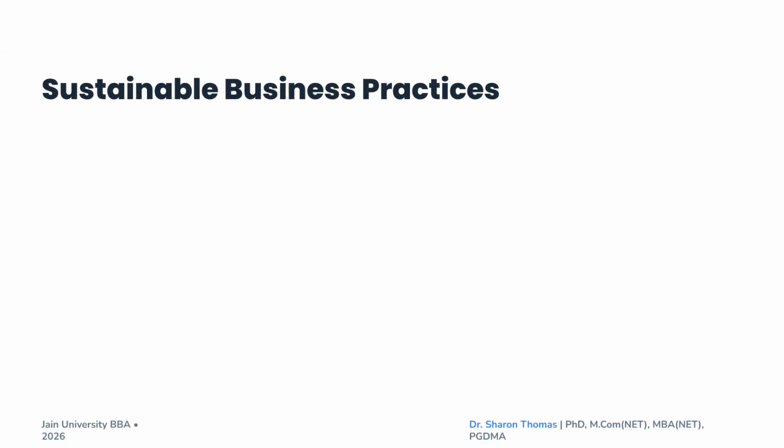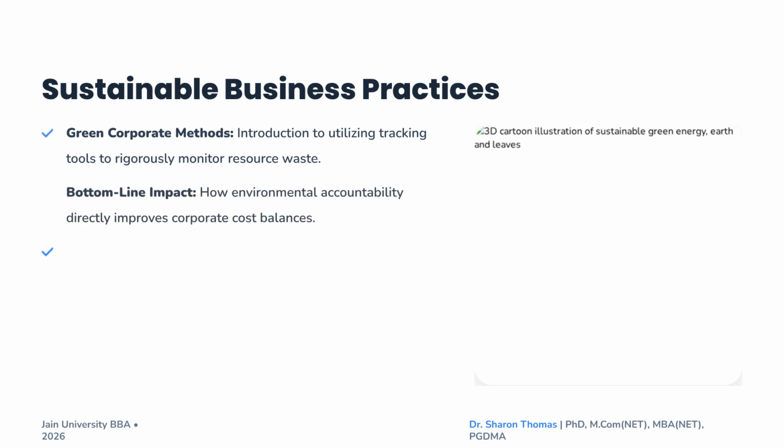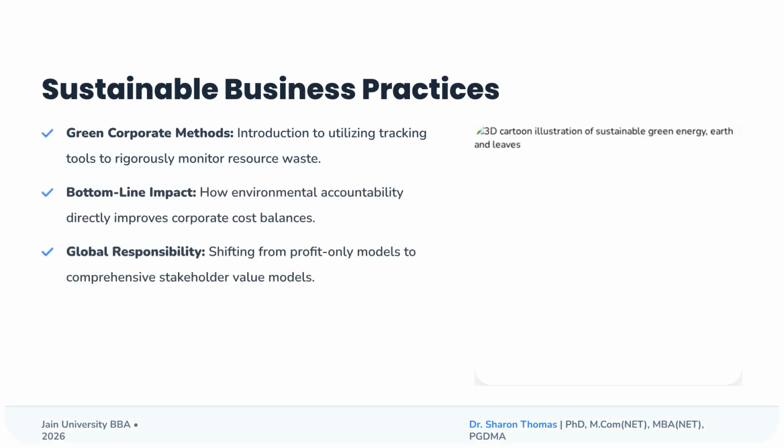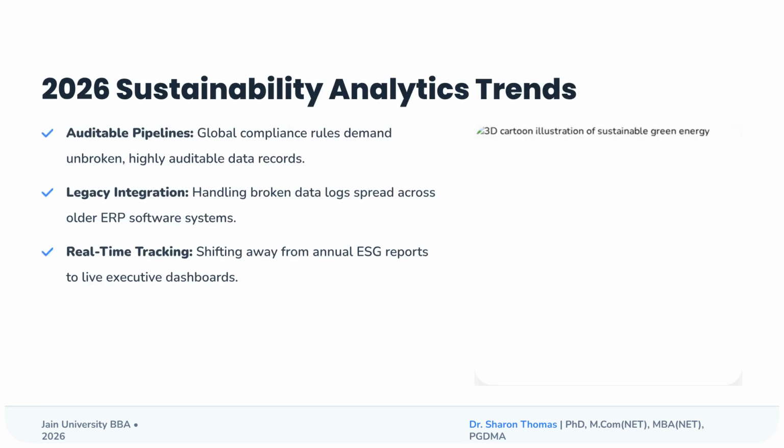Welcome back. In this session, we focus on sustainable business practices, looking at green corporate methods for tracking resource waste, environmental accountability, and shifting towards comprehensive stakeholder value models. We are deconstructing ESG analytics. This framework evaluates three pillars: environmental metrics like carbon footprints, social impacts such as labor ethics, and governance structures like board compliance. Sustainability analytics in 2026 demands highly auditable pipelines, integration of legacy data logs, and a shift from annual reporting to real-time executive dashboards.